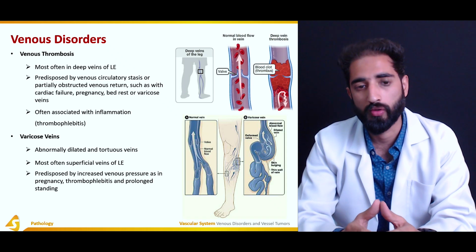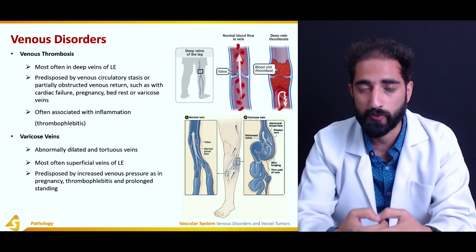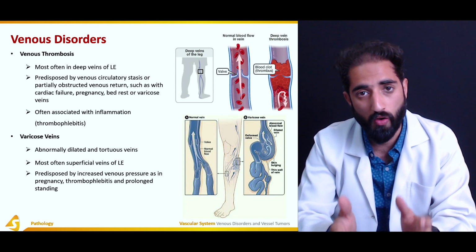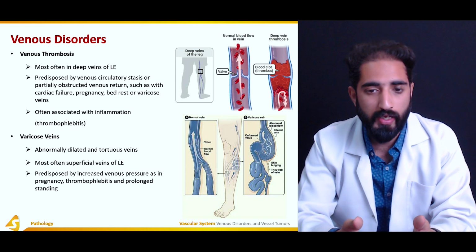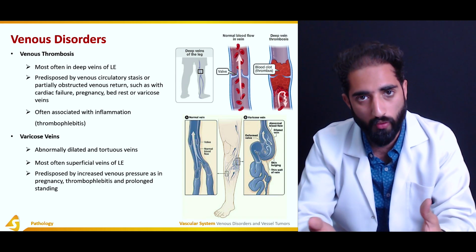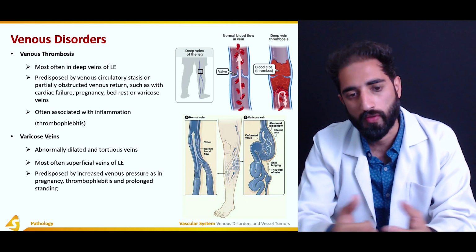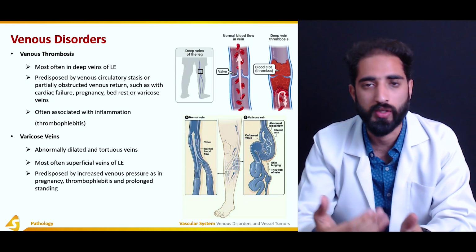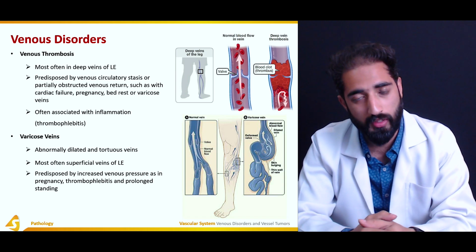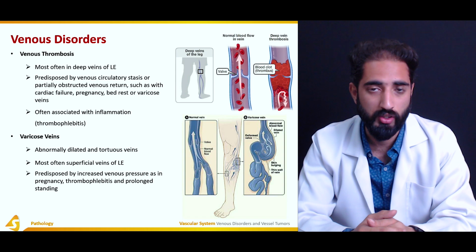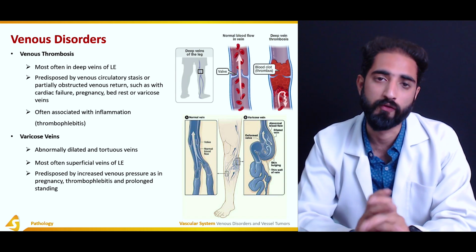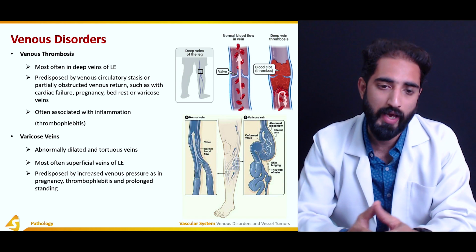So venous thrombosis is actually the formation of a thrombus in the veins, most often in the deep veins of the lower extremities. That is why it is also commonly known as deep venous thrombosis or DVT. It is predisposed by venous circulatory stasis, which means impairment in the flow of blood in the veins, or because of partially obstructed venous return, such as with cardiac failure, pregnancy, prolonged bed rest, for example after a surgical procedure, or varicose veins as well, which is also a venous disorder that we are going to look into in detail. But it is also often associated with inflammation of the veins, also known as thrombophlebitis.